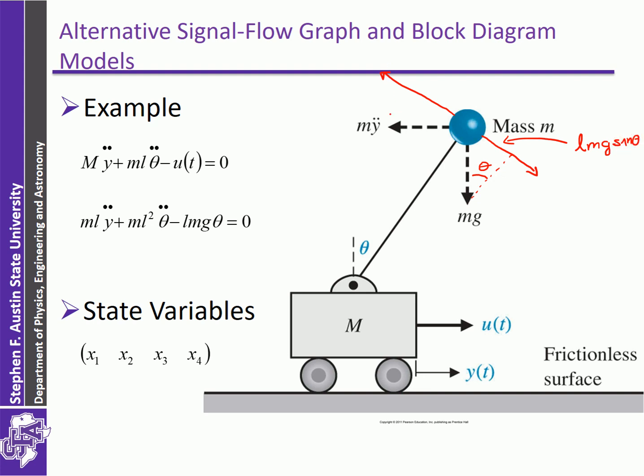Now on this side, if we do the same thing and find the angle, we're going to find that the angle is located here. This is going to be theta, and here we have the force applied due to the torque. That is going to be Lm y double dot cosine of theta.